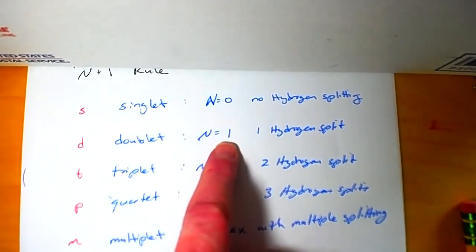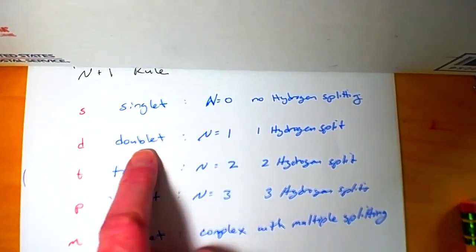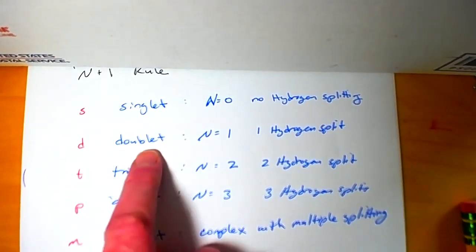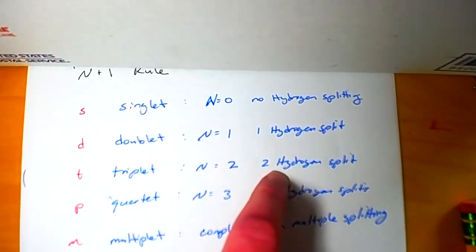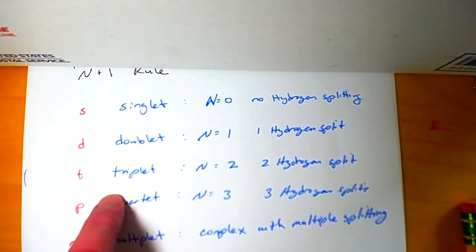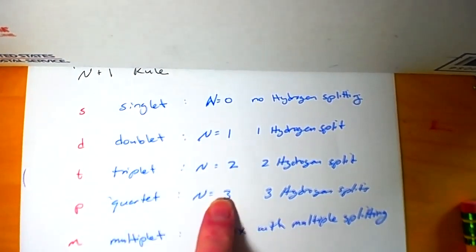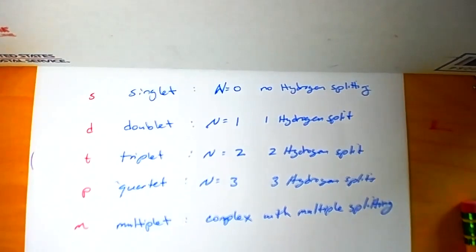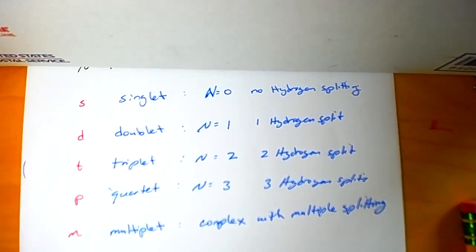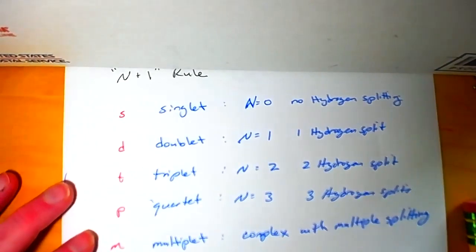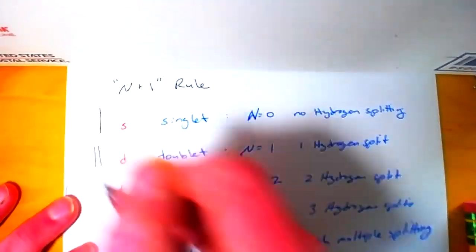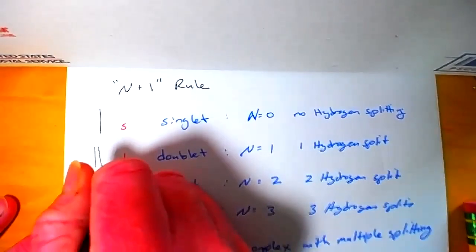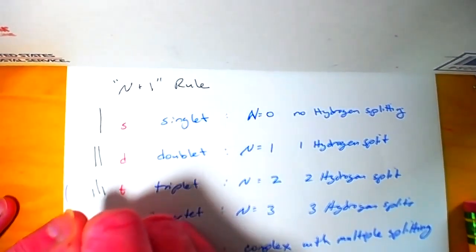If there's one hydrogen within 3 sigma bond lengths away, that's referred to as a doublet. You'll see a split in the signal. If there are 2, that will show up as a triplet. And if there are 3, that signal will show up as a quartet. In other words, you'll see a peak of 4. Just to give you an example of what those look like, a singlet is going to look like this, a doublet like this, a triplet like this, and a quartet like this.